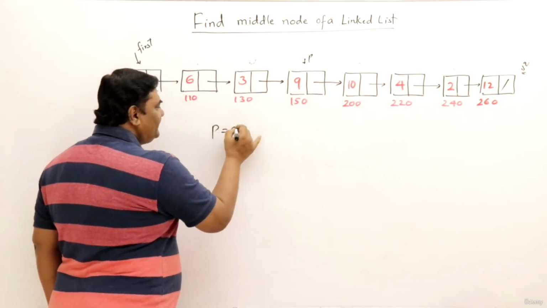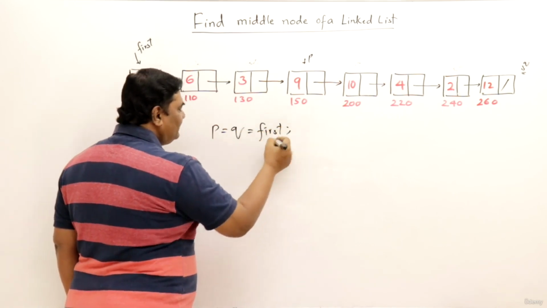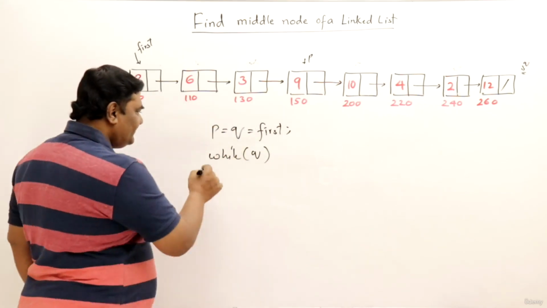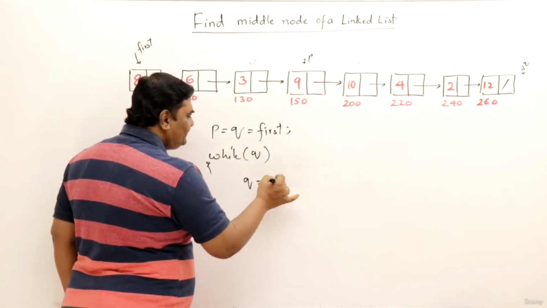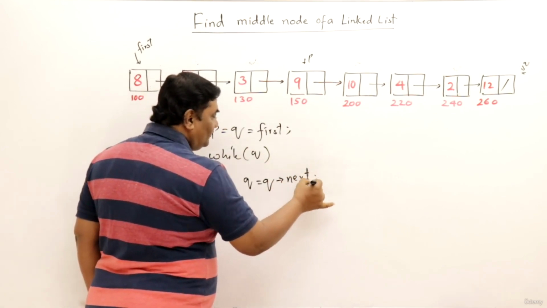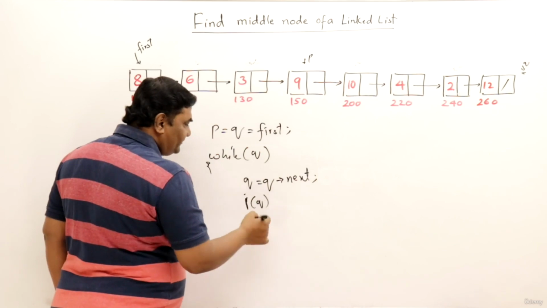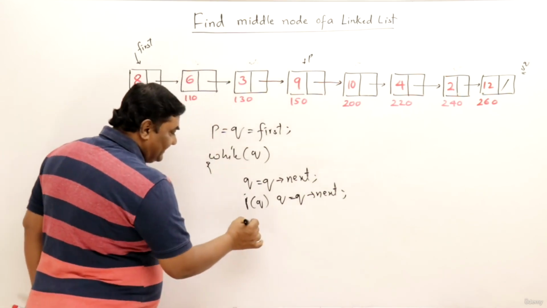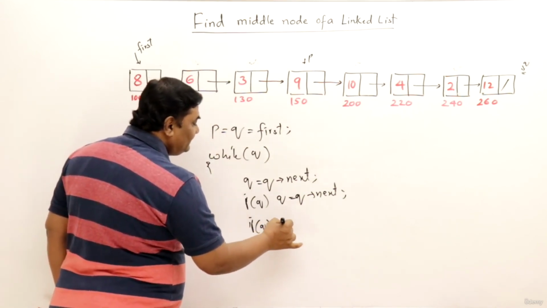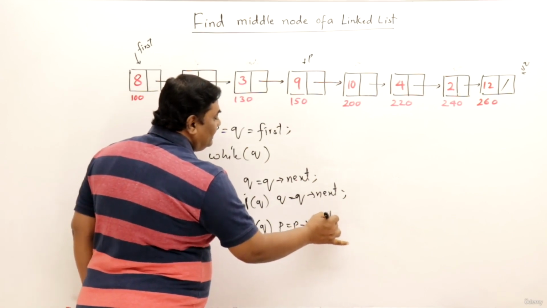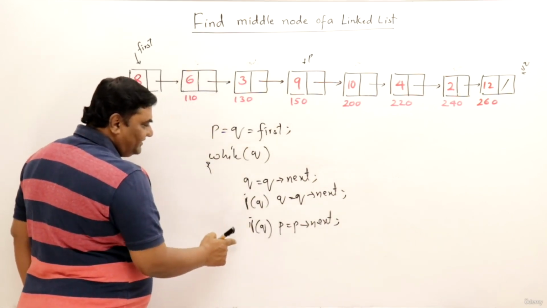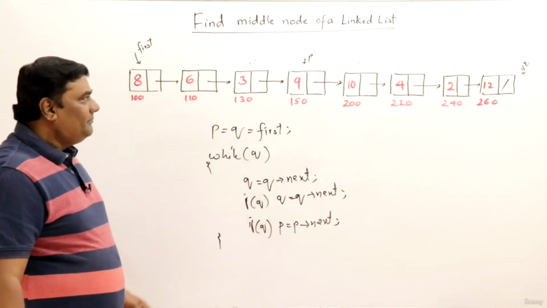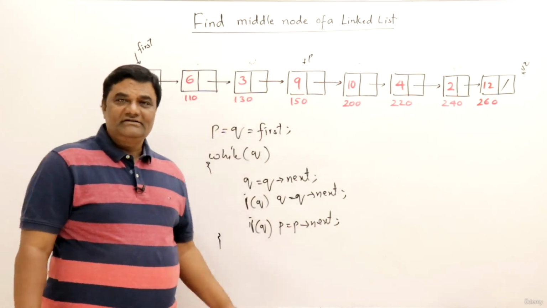P as well as Q will start at the first node, then while Q is not null, because Q will become null first, what to do? First, Q is assigned Q's next, so Q moves one node. Then if Q is not null, Q is assigned Q's next. So this is the second movement. Then if Q has not become null, P is assigned P's next. So Q will move two times, P will move one time, and P will move only if Q has not become null. So this loop will make P point to the middle node of a linked list.